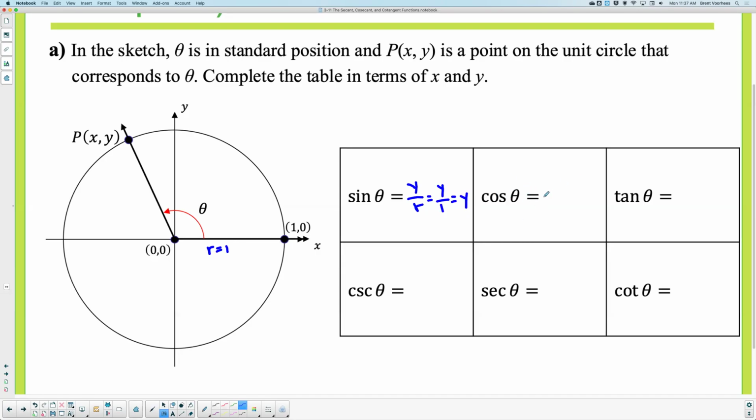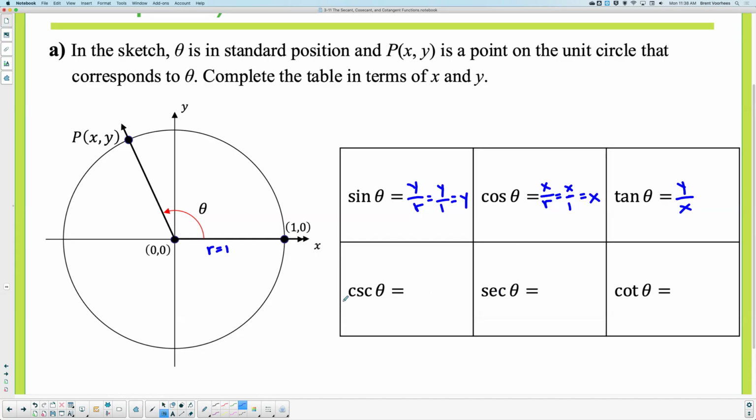Cosine, what would cosine be? x over r. And once again, in this case, it's x divided by 1. Therefore, cosine on a unit circle could be said to be x. Sine is y, cosine is x. Tangent is y over x. In this problem, we don't know y, we don't know x, other than we could say x is negative because it's on the left side. It's going to be a negative value, but I'm just going to leave it like that.